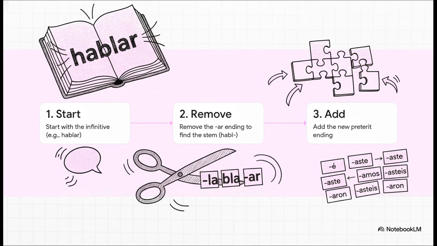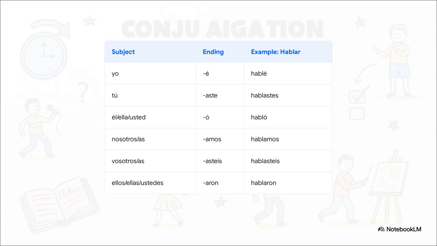Step two, you just snip off that AR ending to find the main part of the verb, what we call the stem. So for hablar, it's habl. And then step three, the magic part. You add the new special preterit ending that matches who did the action. That's literally it. And here they are. These are those special endings we were talking about. So for yo, or I, you add an é, so you get hablé. For tú, you, it's aste, which makes hablaste.